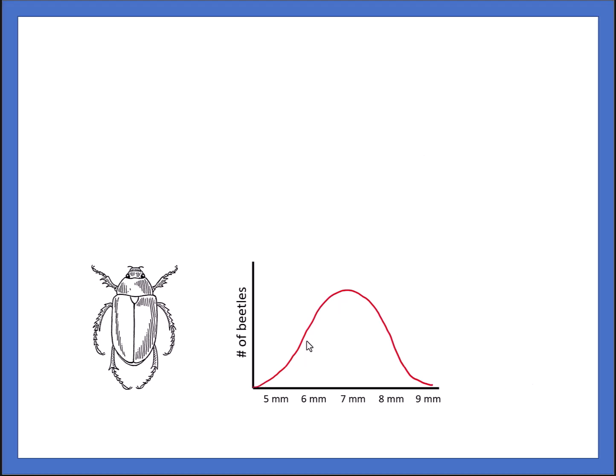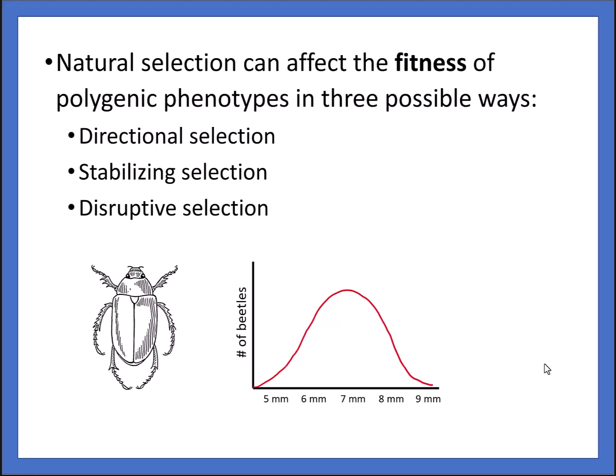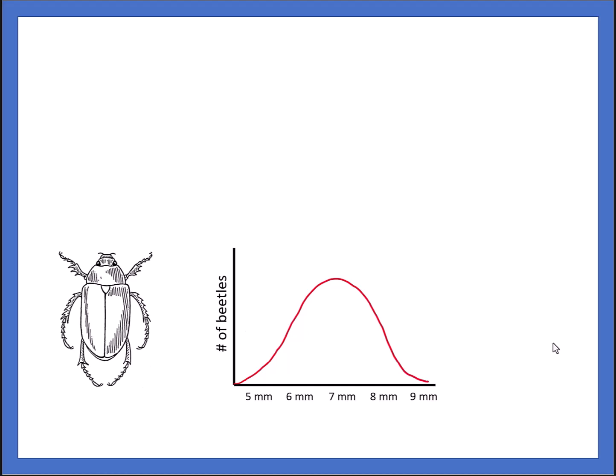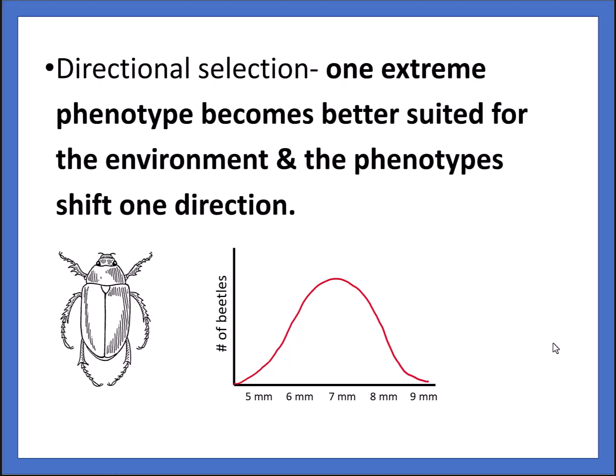And of course, this is called a bell curve because it looks like a bell. So natural selection can affect the fitness of polygenic phenotypes in three possible ways: directional selection, stabilizing selection, and disruptive selection. And with each type of selection, the graph will shift from this normal distribution. So we'll go through each of those.